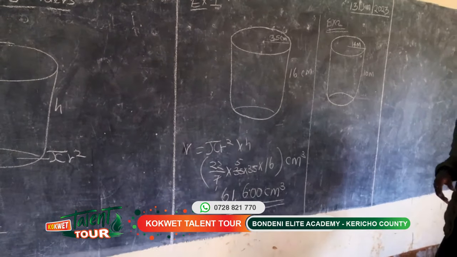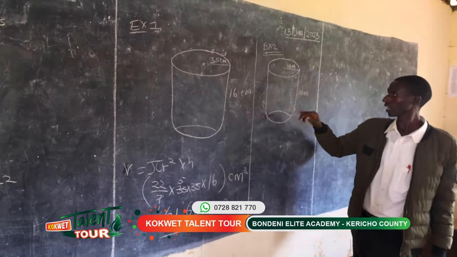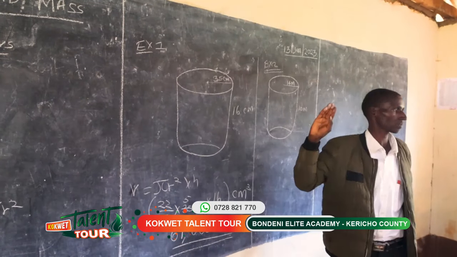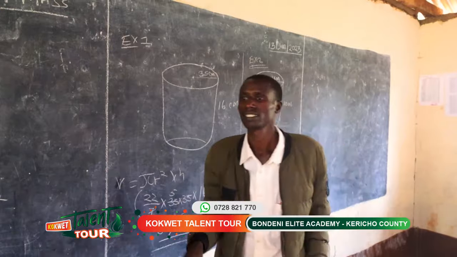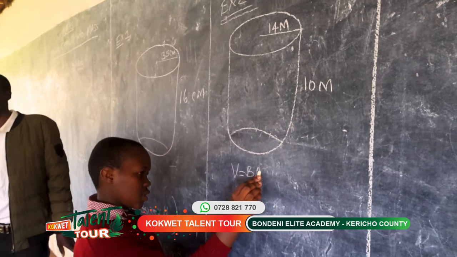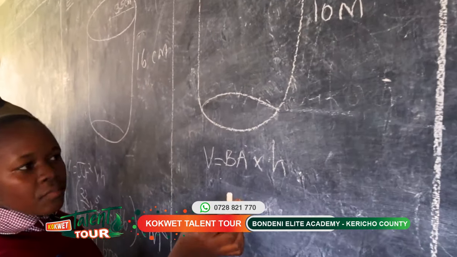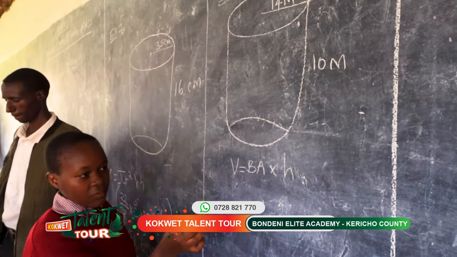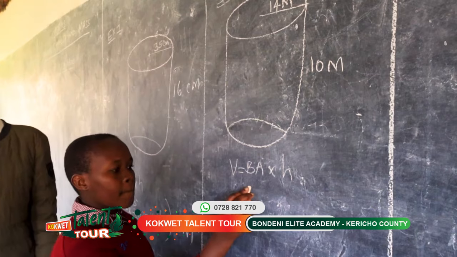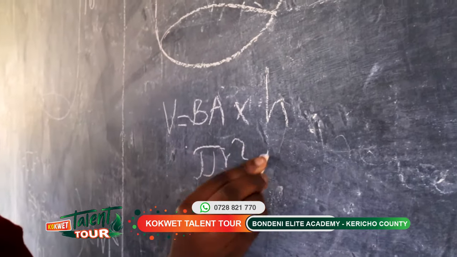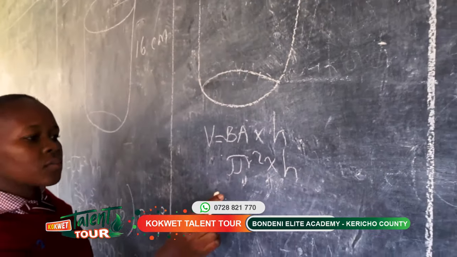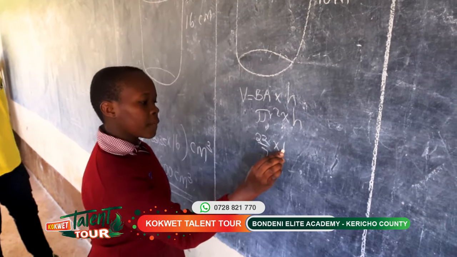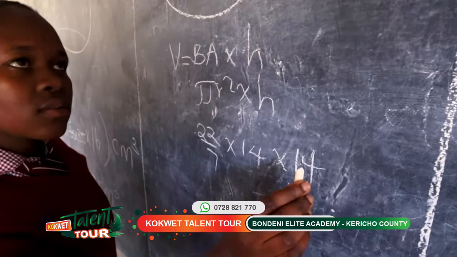I want one of you to come and do this question. We have a cylinder with the radius 14 and the height 10 meters. Who will come and do it? Can you raise your hand? Yes, Brenda? Base area times height. Base area is pi r square. The formula to find the area of a circle is pi r square, times the height. You replace the formula: 22 over 7, times the radius 14, times 14, times the height 10.